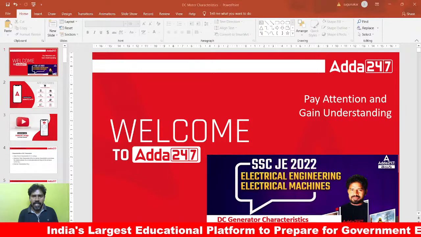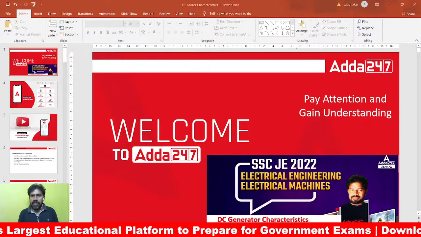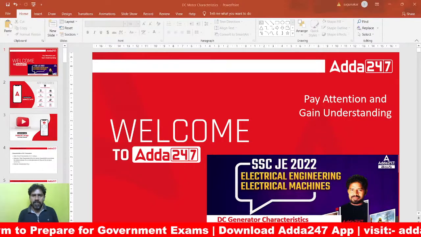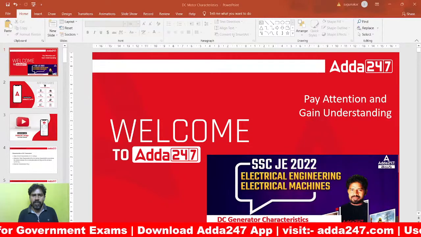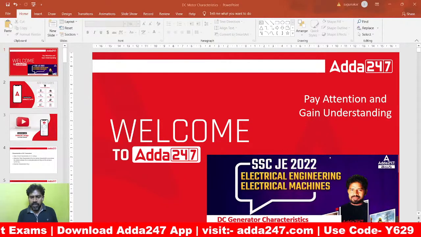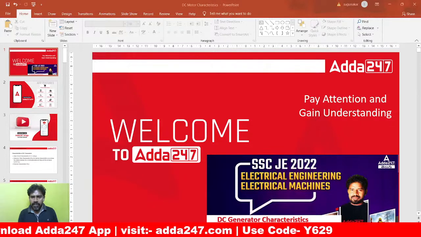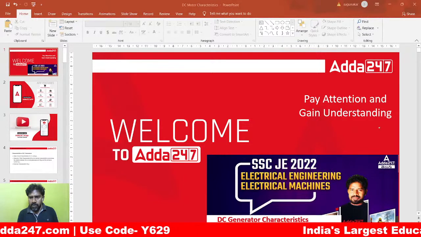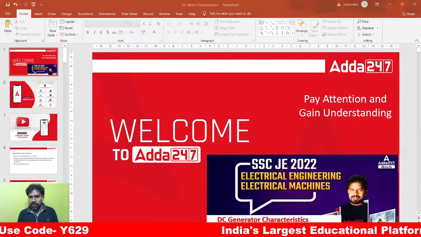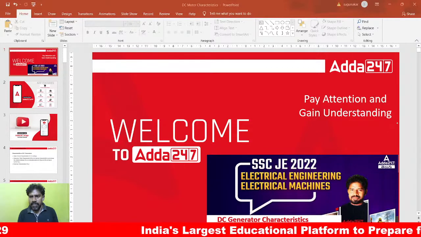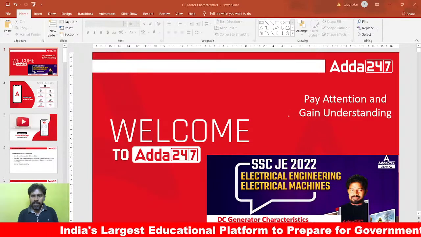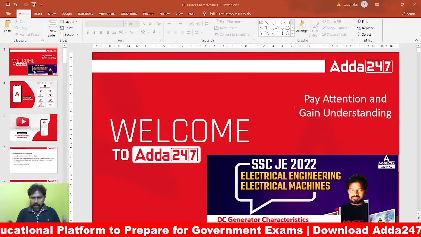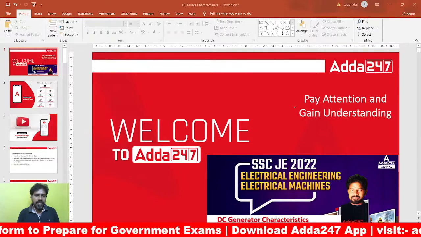What about the internal characteristics? It is the armature current versus the generated EMF. We are going to draw the characteristics between these. What about the open circuit characteristics? The open circuit characteristics are drawn between the field current versus the no load induced EMF at no load condition. You can remember these are the x and y axes we are taking.